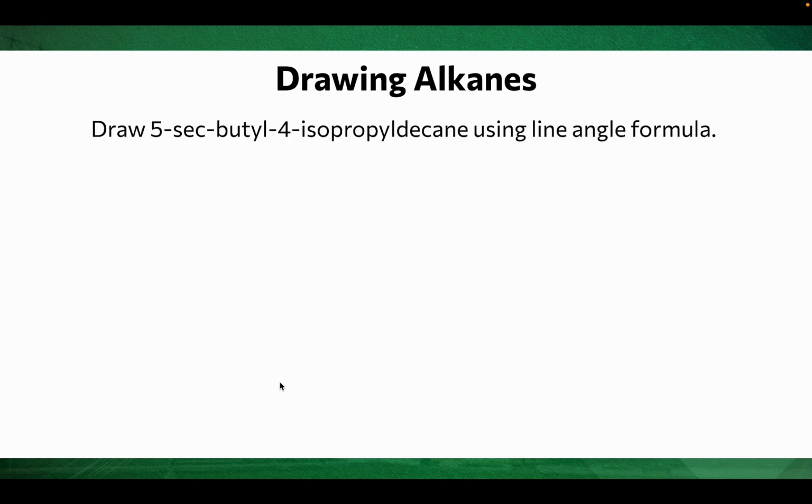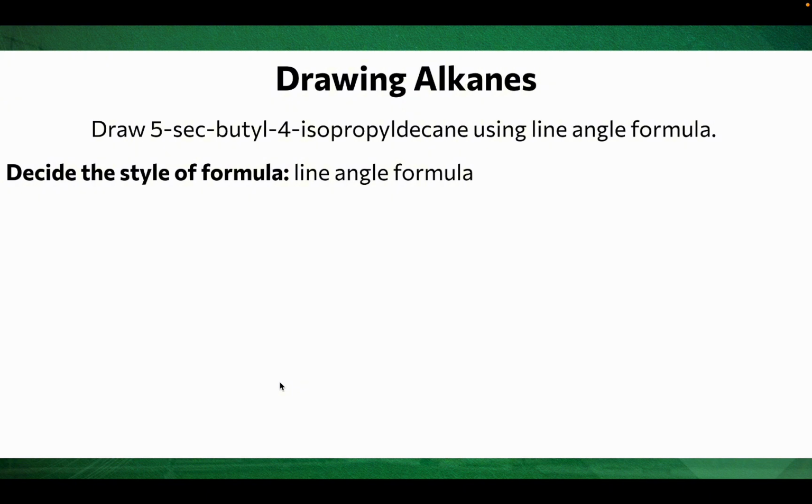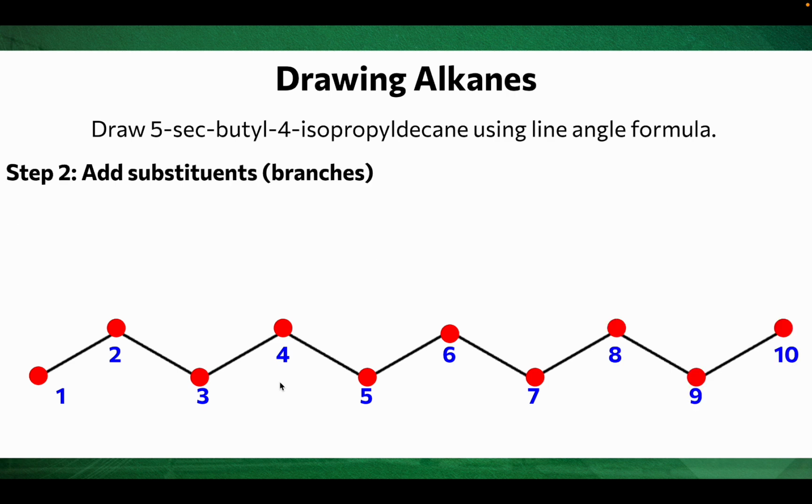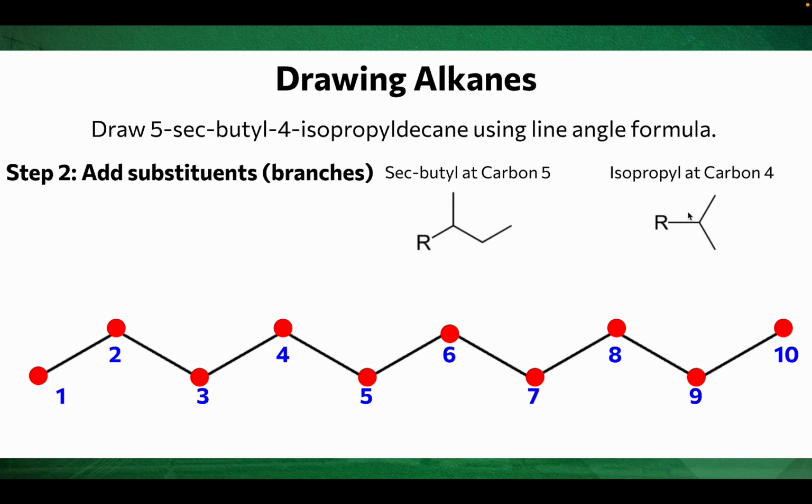Last, let's draw 5-sec-butyl-4-isopropyldecane using line angle formula. So line angle formula, we draw 10. So we draw 9 lines. So that would be like this. 1, 2, 3, 4, 5, 6, 7, 8, 9, 10. Okay, decane. Step 2, add substituents. So you have sec-butyl at carbon number 5 and isopropyl at carbon number 4. R means it is connected to the parent chain. Okay, so this is the structure.